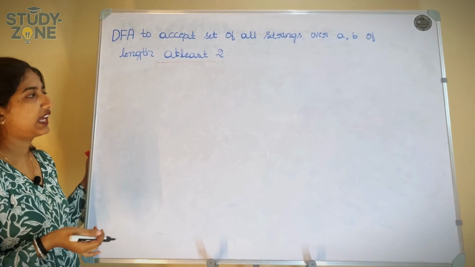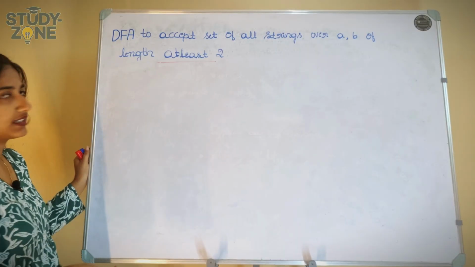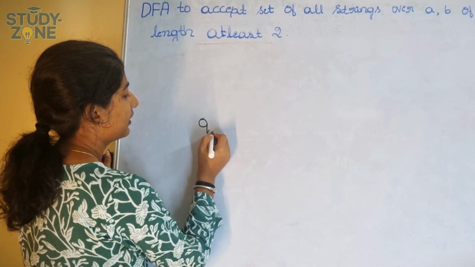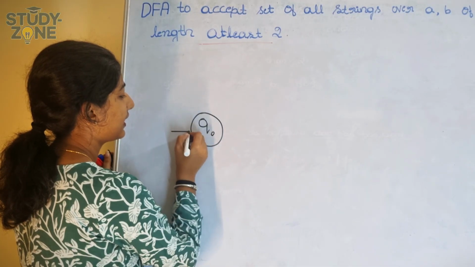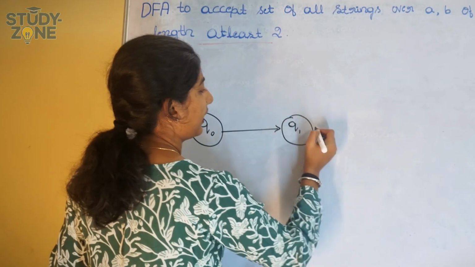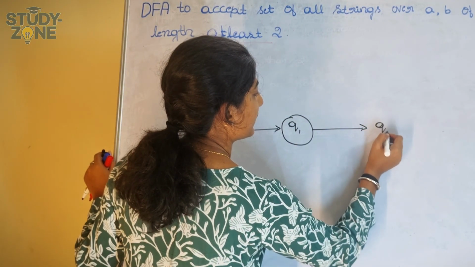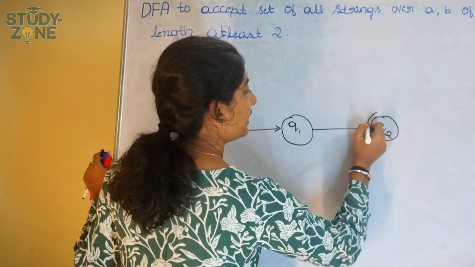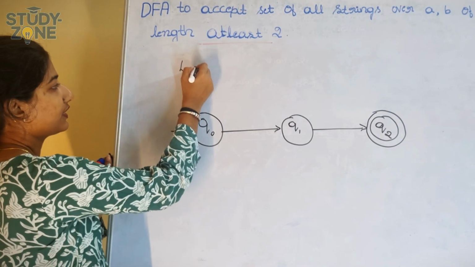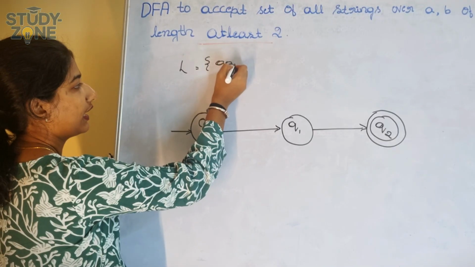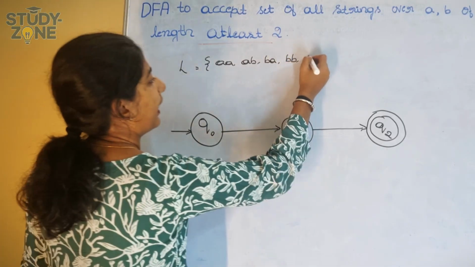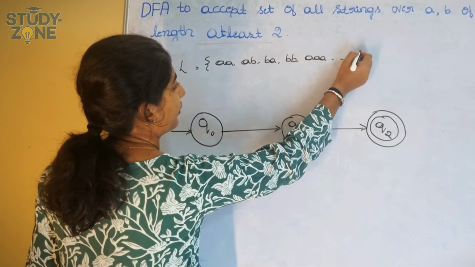Okay, as I told, can you tell me now what are all the 3 states? The 3 states are Q0, which is the starting state, and Q1 and Q2. As we discussed, Q2 is the final accepting state. So let me write the language again. The language is AA, AB, BA, BB, and we can write 3-character combinations also, right?